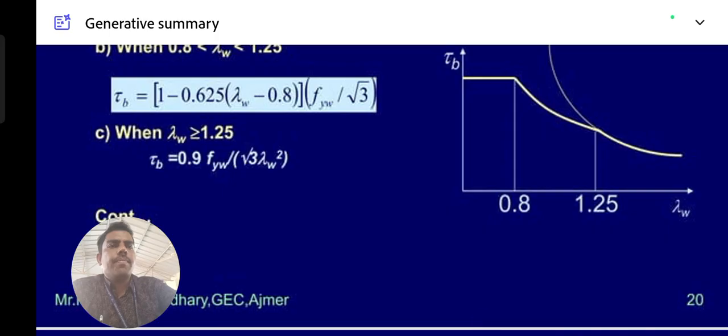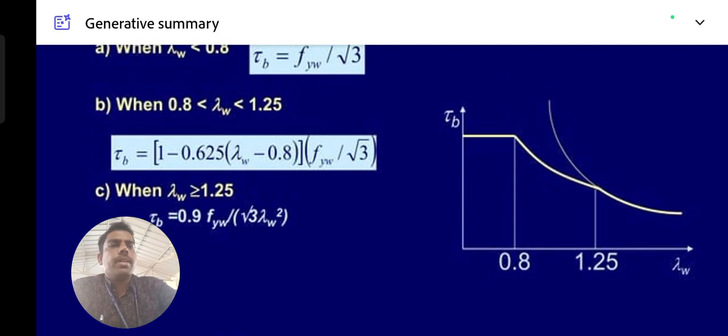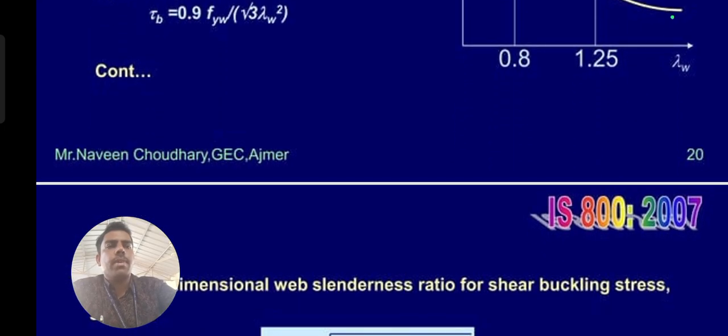See here, the graph is represented with the x-axis as lambda w and the y-axis as buckling stress. Both values should be combined. This value varies from 0.8 to 1.25.